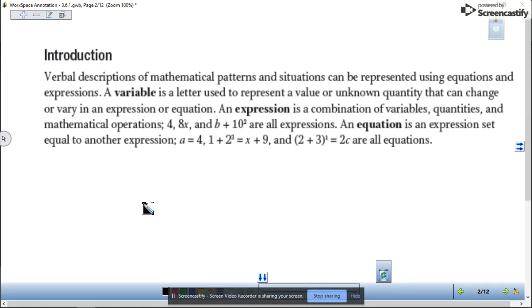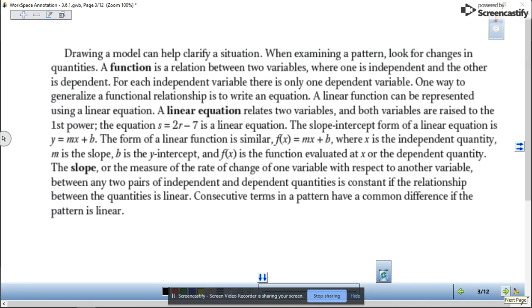Just a quick review of what a variable is, what an expression is, and then what an equation is. Make sure you pause it and read it. A lot of reading going on here. Make sure you're taking your notes on these videos. I'm not reading the whole thing to you.